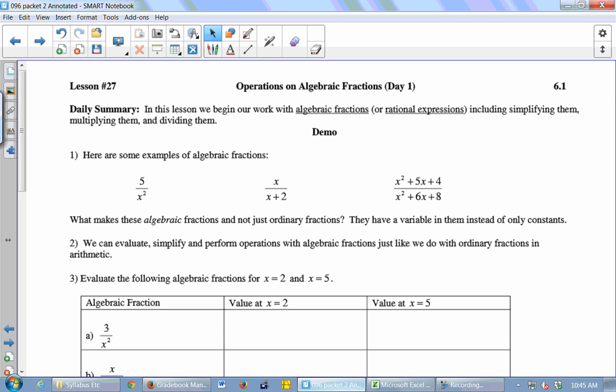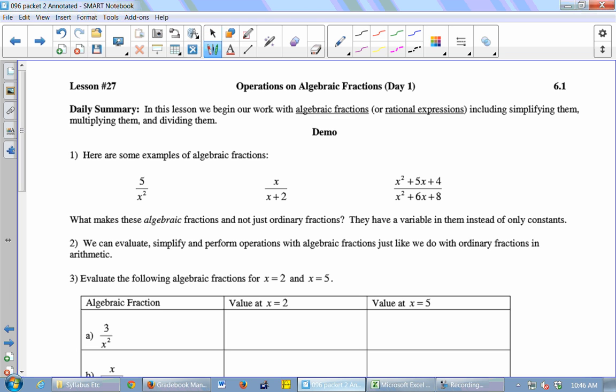Okay, so we are on lesson number 27, operations on algebraic fractions. In this lesson, we're going to work on algebraic fractions, also known as rational expressions. We're going to be able to simplify them, multiply them, and divide them today. Here are some examples of algebraic fractions: 5 over x squared, x over x plus 2, x squared plus 5x plus 4 over x squared plus 6x plus 8. What makes them algebraic fractions versus just regular ordinary fractions?